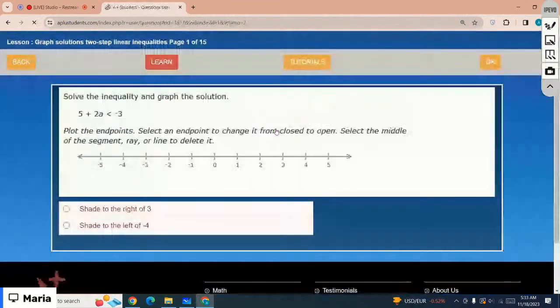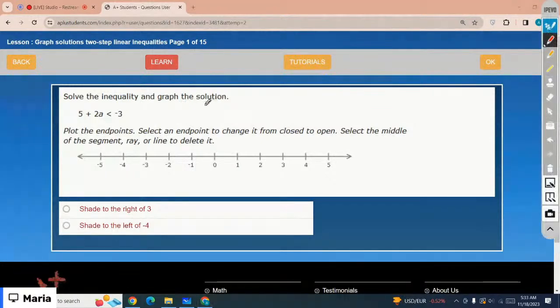The first one is 5 plus 2a is less than negative 3. Just solve it. 5 minus 5 is less than minus 3 minus 5. 5 minus 5 is 0, 2a is less than negative 8. So a is less than negative 4, right? So the solution of the inequality is shade to the left of negative 4. Option 2 is the correct option.